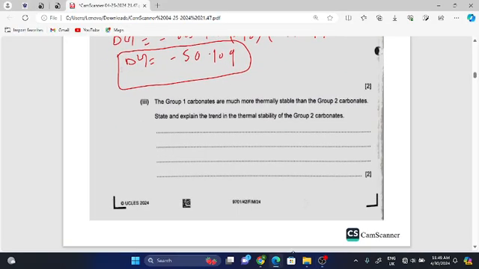The group 1 carbonates are much more thermally stable than the group 2 carbonates. State and explain the trend of thermal stability of the group 2 carbonates. So you can write, the first reason would be ion size.